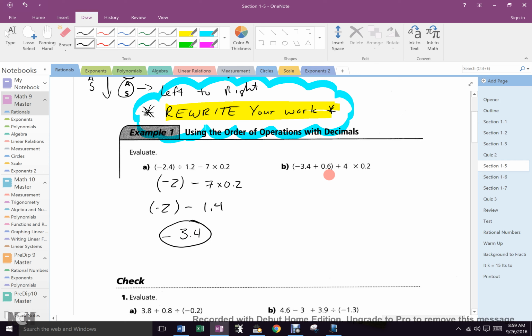Okay, let's look at the next one. What's different? Are they BEDMAS brackets? Yes. So what do I do first? Can you do that in your head? Most of you probably not. So you get out your calculator. What is it? Negative 2.8. Should I put brackets around it? Yeah, because it's negative. Plus 4 times 0.2.